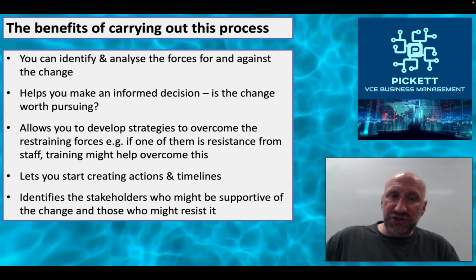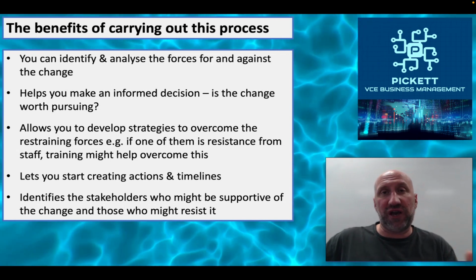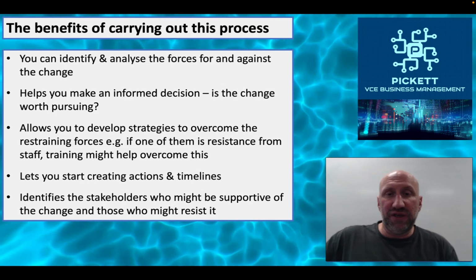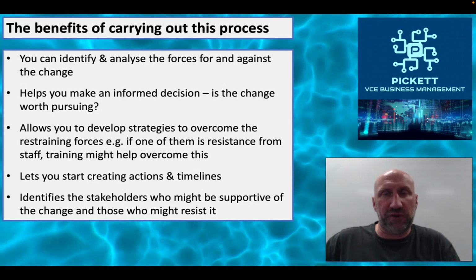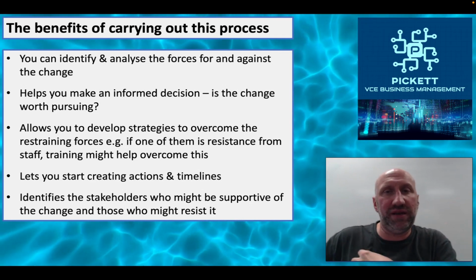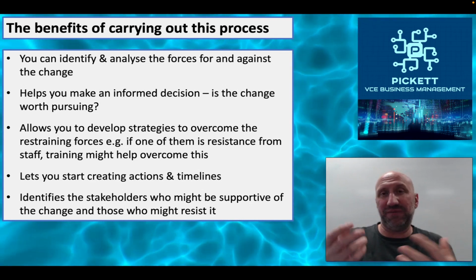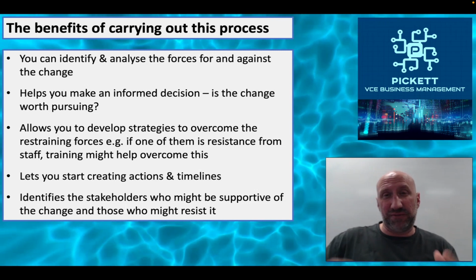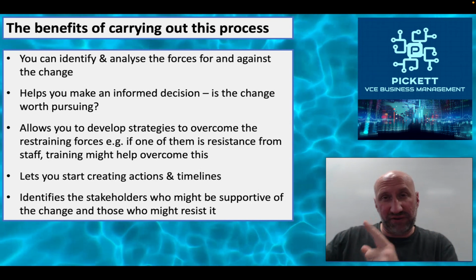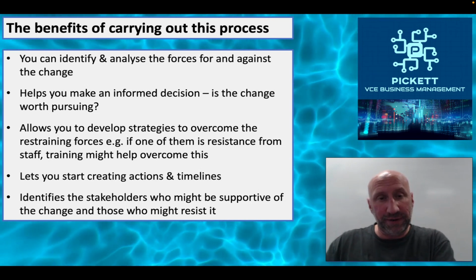It then allows you to develop some strategies to overcome the restraining forces. So, for example, very simple example, if resistance from staff is one of them that you identify, some training might help you overcome this. It might be as simple as that. It then lets you start creating some actions and timelines to get the change process going.